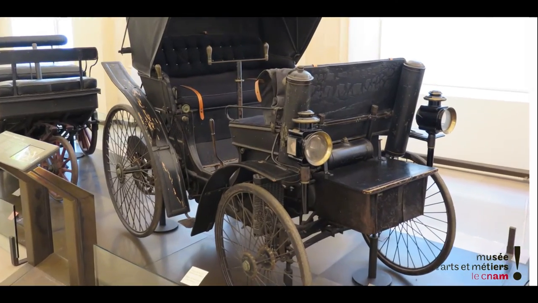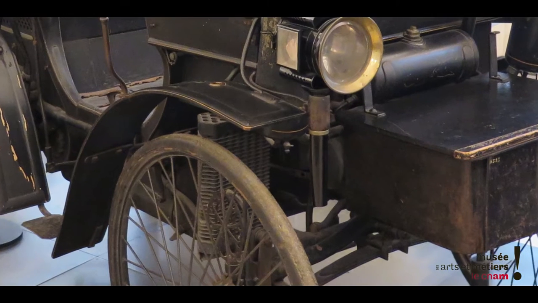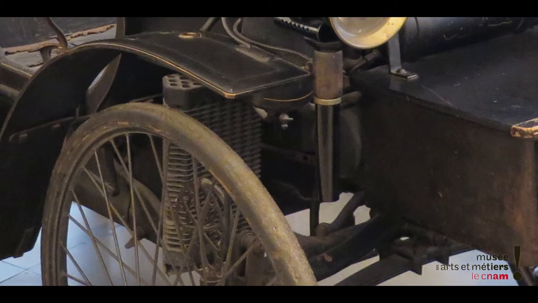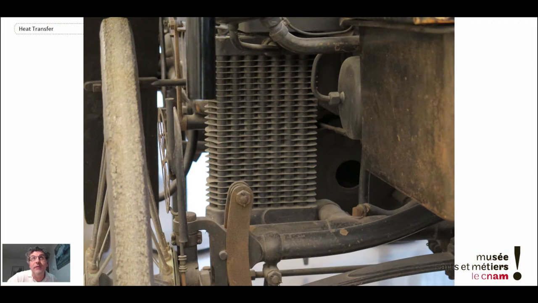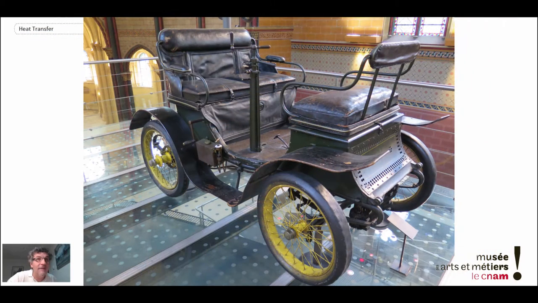And this is an old car from 1893. It's a quadricycle by Peugeot. And it was one of the very early gasoline powered automobiles. But you can see there's a heat exchanger behind the wheel. And when you zoom in closer, that's another view of the heat exchanger by the front wheel of this Peugeot automobile.